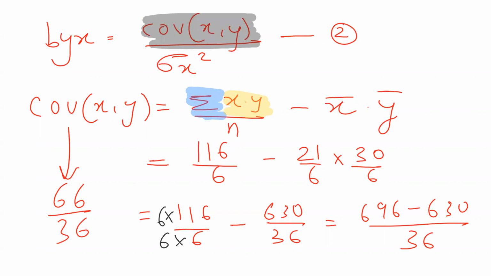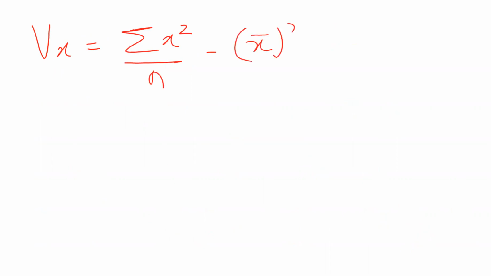Now we are interested in standard deviation x square. I'll just highlight this value 66 by 36, which is equal to covariance of xy. Now don't ever calculate standard deviation directly. First calculate variance. Follow that order. Variance of x is equal to summation x square upon n minus x bar square. So summation is beside x square, so we'll have to prepare the x square column.